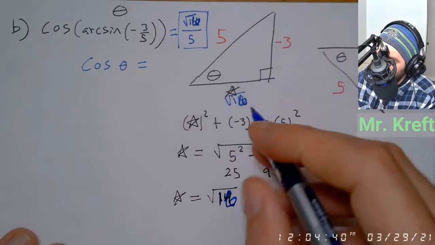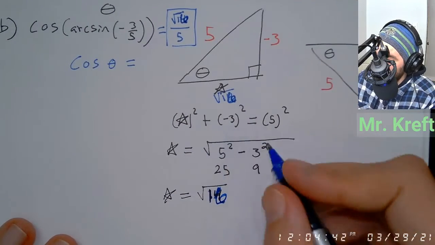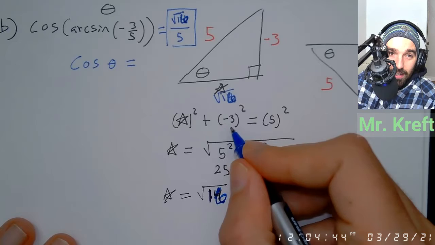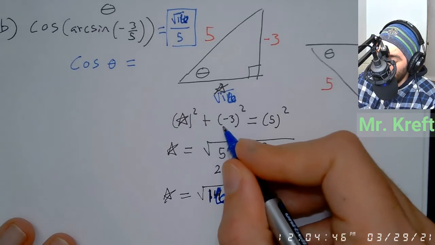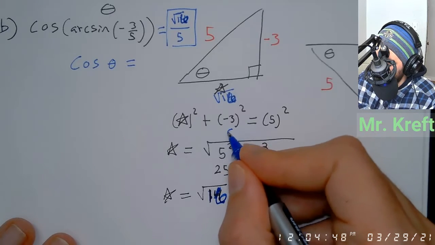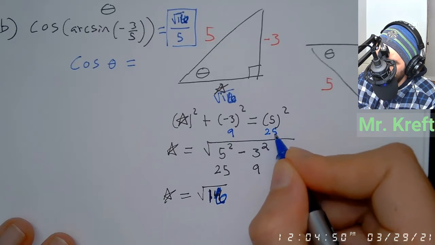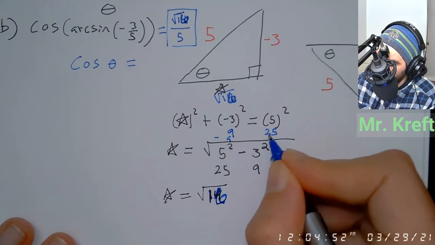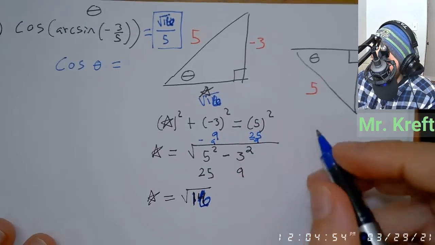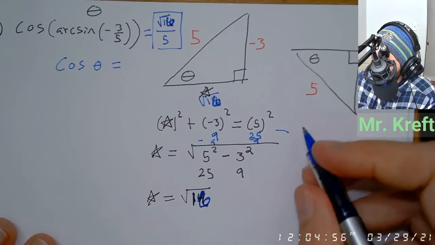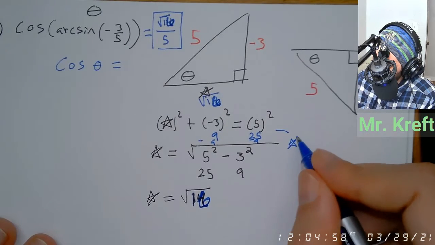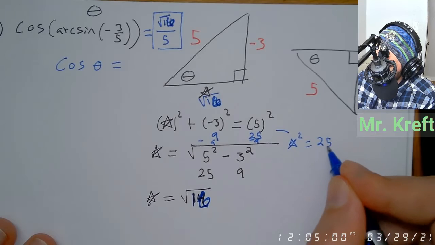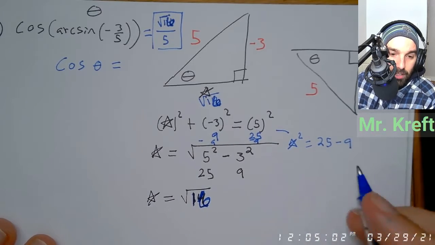How come I didn't do a -3? Because think of it this way. We can go ahead and do the squared now. So the quantity of -3 squared is 9, and this is 25. So I'm going to go ahead and subtract 9 from both sides. So if we follow the work, I would get star squared equals 25 minus 9, right?